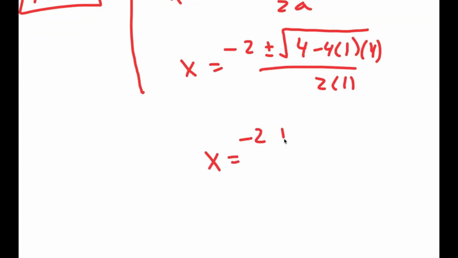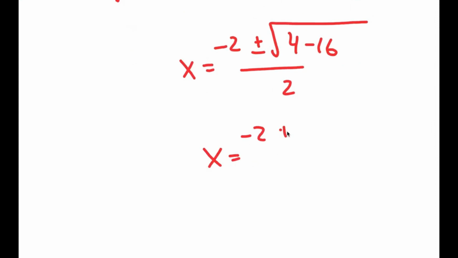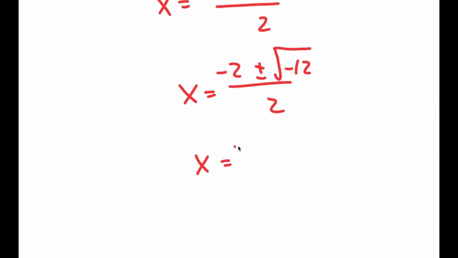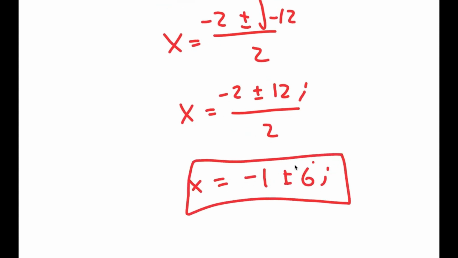And this turns into negative 2 plus or minus the square root of 4 minus 16 over 2, which is equal to negative 2 plus or minus the square root of negative 12 over 2, which is equal to negative 2 plus or minus 2 root 3 i over 2, which is equal to negative 1 plus or minus root 3 i. So these are the two more solutions to this equation.